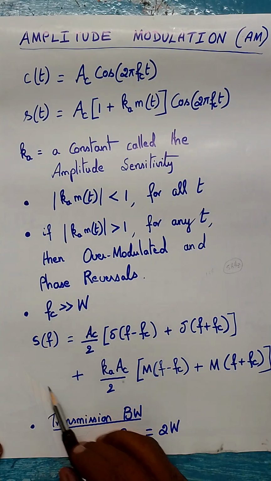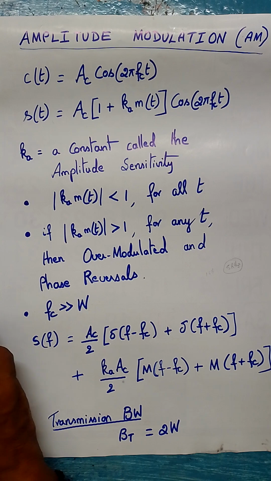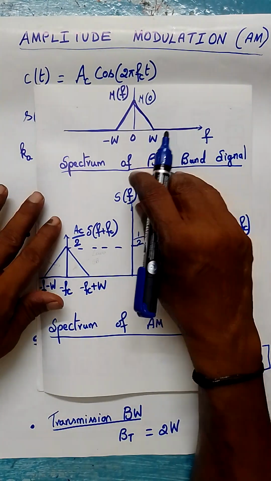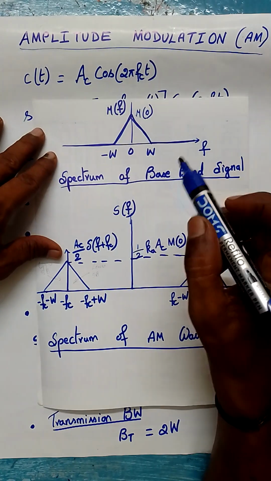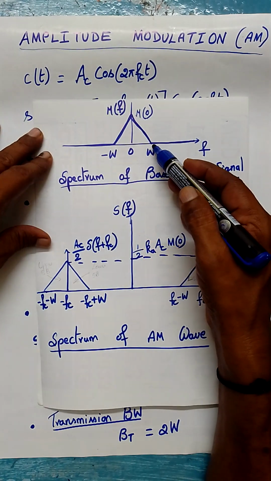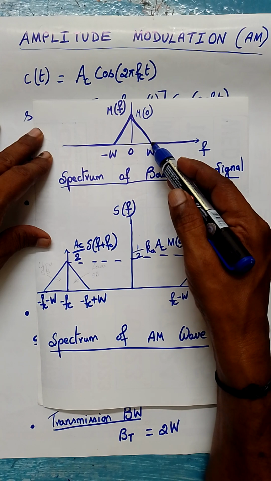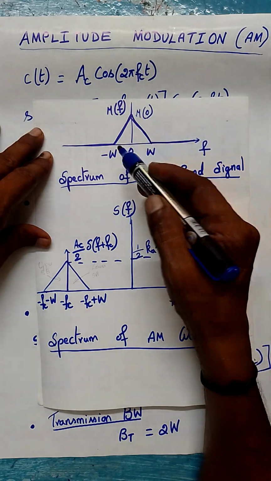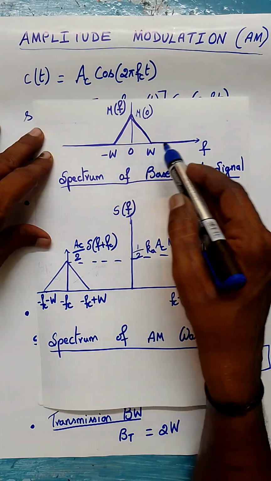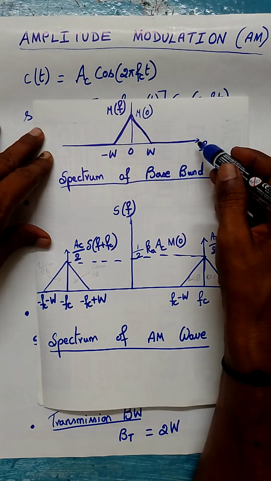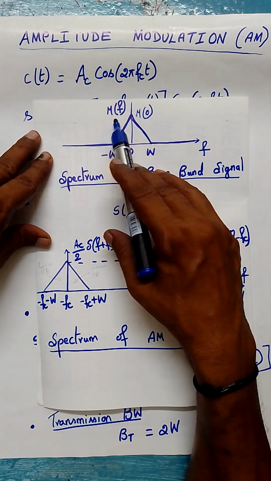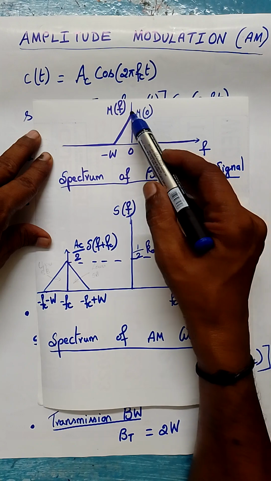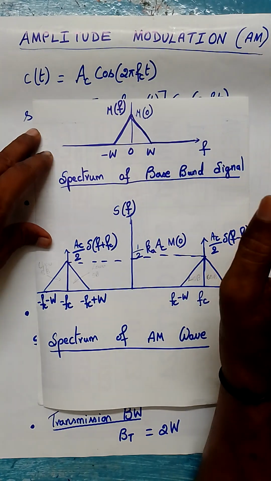Now this frequency domain representation of our amplitude modulated signal, I will show you. So, the spectrum of the baseband signal. W is the maximum frequency of the baseband signal. When you represent it in the Fourier domain, you will be representing it like this, minus W to plus W, x-axis frequency and y-axis is the M of f, and at the center value, which is 0 hertz, it is maximum, which is M of 0.